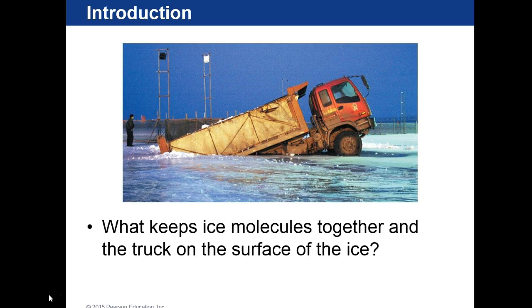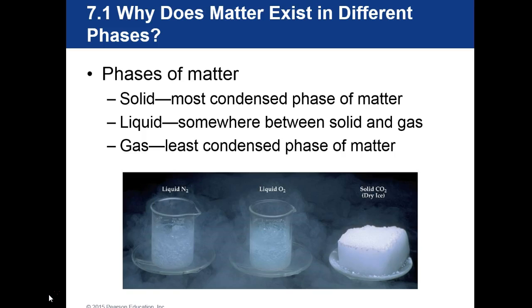So for this chapter, we're going to look at how those intermolecular attractions are working to create such strong bonds to be able to do this. First, we're going to review the phases of matter. A solid is the most condensed phase of matter, as shown in the dry ice in the picture below. Liquid is somewhere between a solid and a gas, like the water we drink every day, and gas is the least condensed phase of matter.